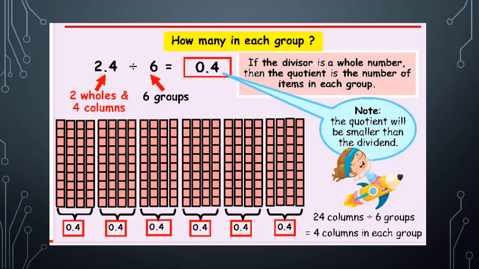Another exercise, 2 and 4 tenths divided by 6 groups. We have 2 whole and 4 columns. We divide it into 6 groups. What is the number in each group? 4 columns means 4 tenths. So in each group of the 6 groups is 4 columns or 4 tenths.